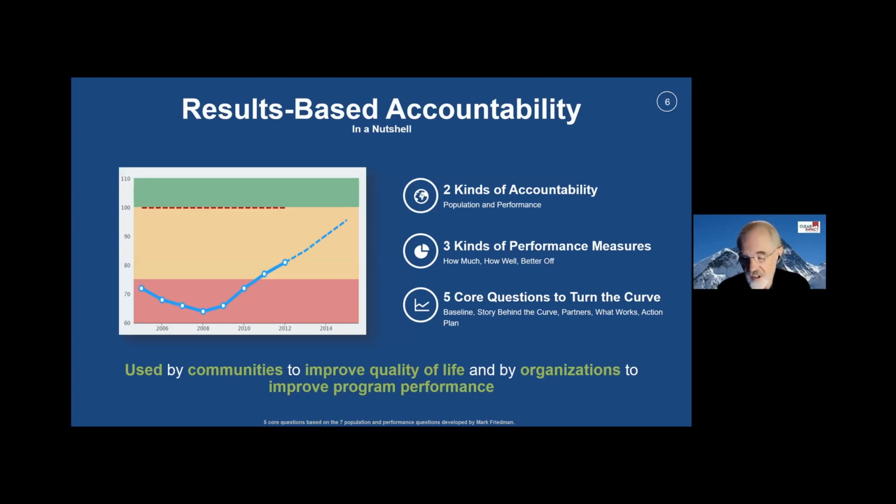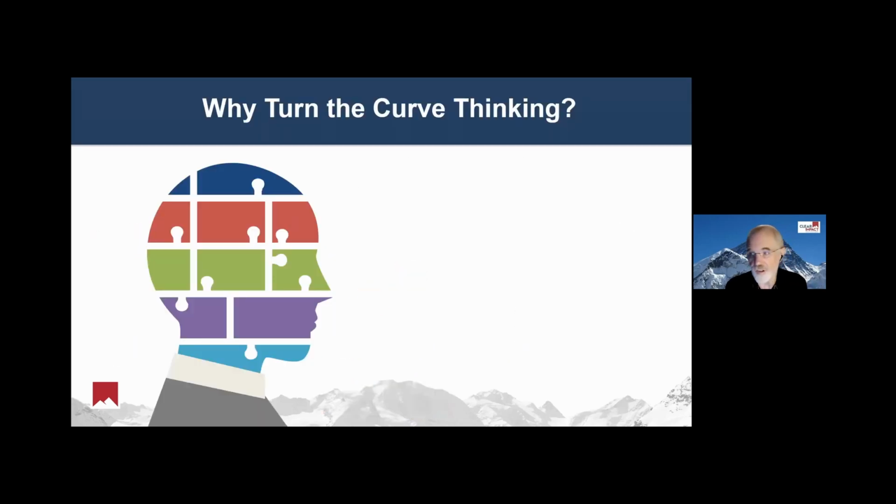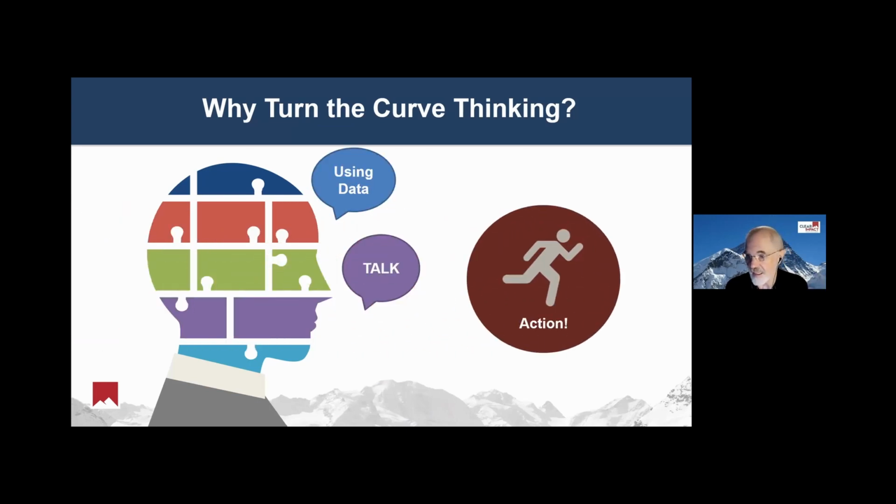In a nutshell, just to explain it very quickly, he makes a clear distinction between two kinds of accountability: population and performance. There are three kinds of performance measures to make it easy to use data, and then five core questions to turn the curve, which is how you use your data strategically to make decisions to improve. In turn the curve thinking, there are five steps, and I'm going to go through those in detail in a little while. But the important thing is that we're using data and the turn the curve process to analyze your data to move from talk to action. And that's the key to this.